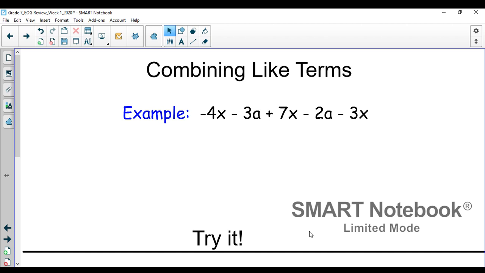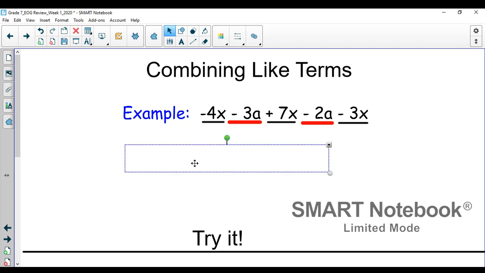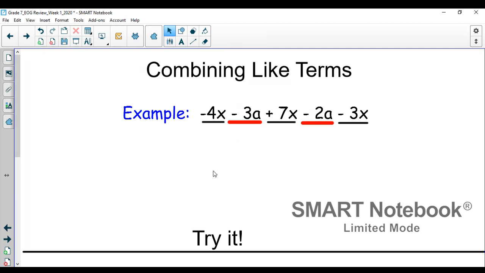So today we're going to be working on combining like terms and distributing. In this example, the first thing you need to do when you're working with combining like terms is to code your variables. When I say code your variables, what that means is you need the same mark under the same variable. So under all of my X's, I drew a black line, and under all of my A's, I drew a red line. The most important thing you'll notice is there's no signs floating around.